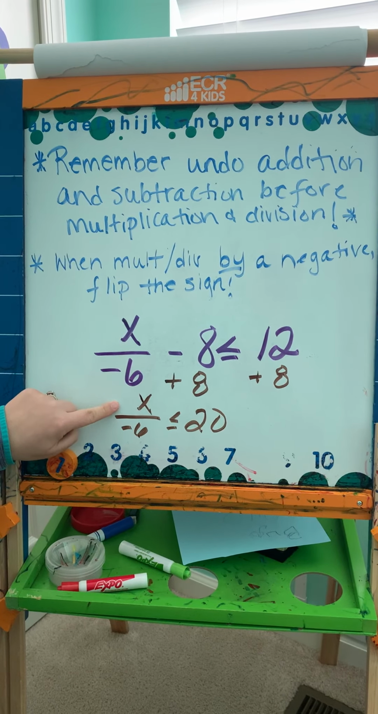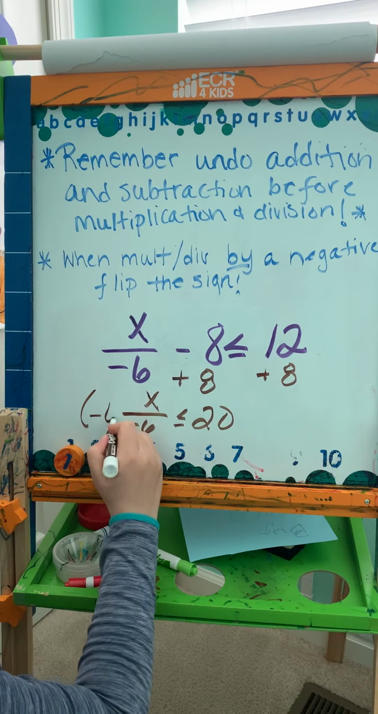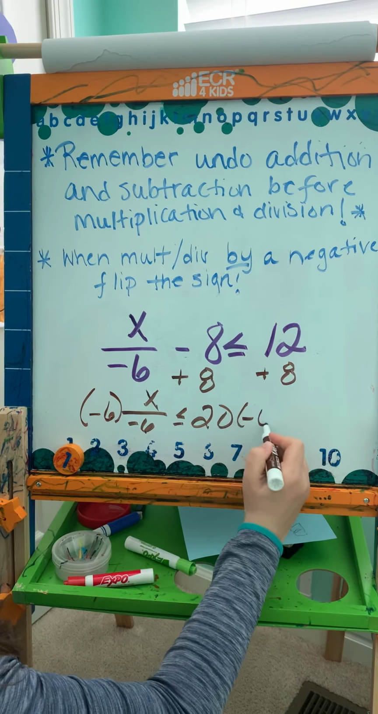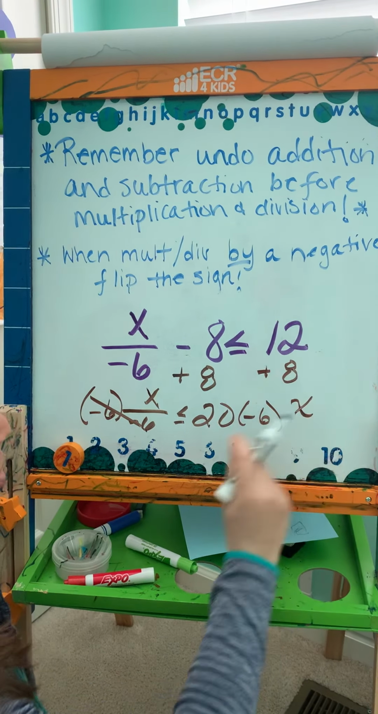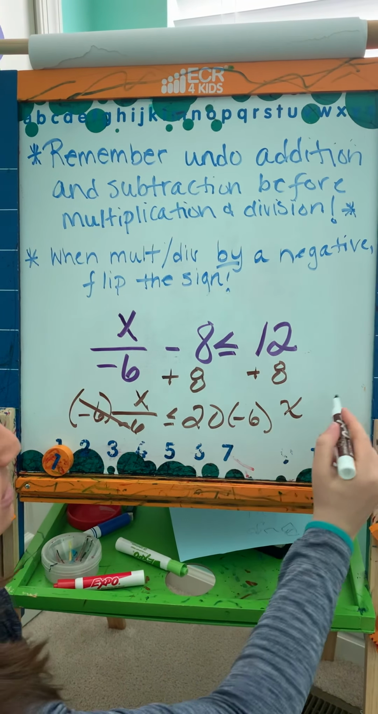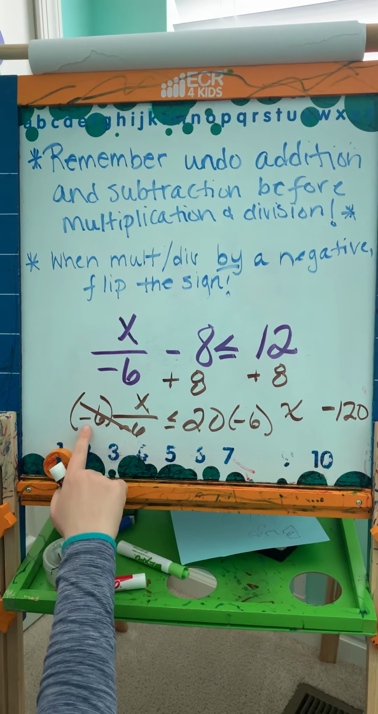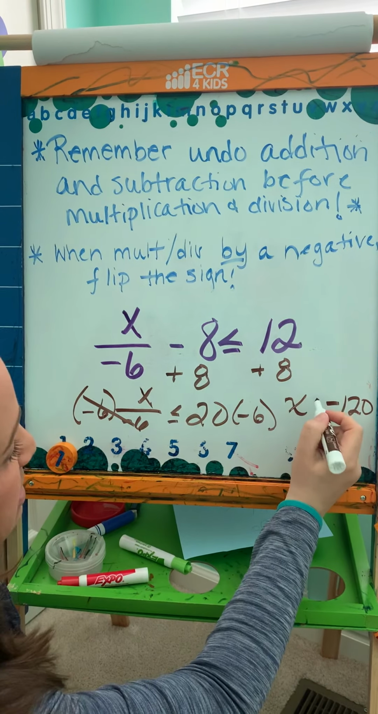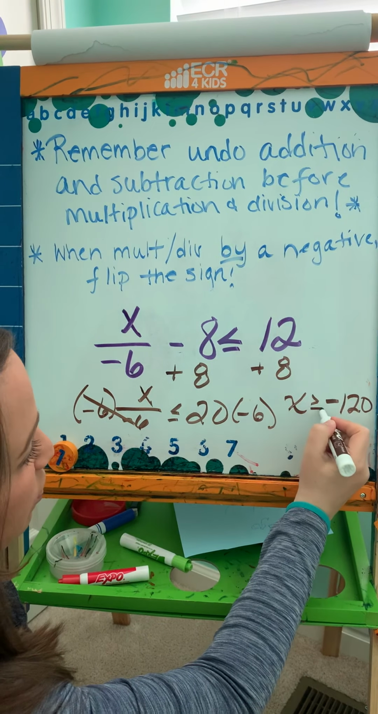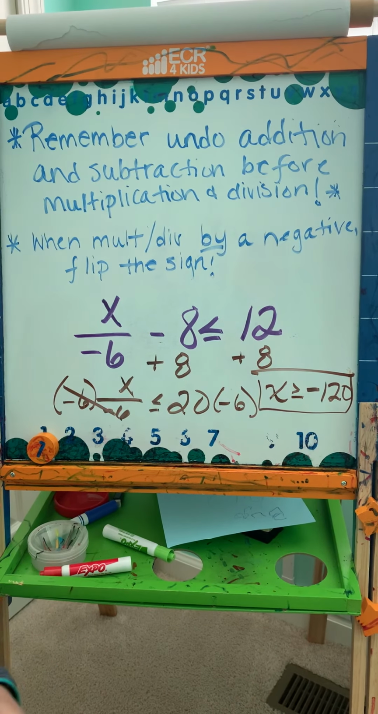Now we have to isolate x. This is division, so we're going to multiply both sides by negative 6. That's going to cancel out, leaving me with x over here. 20 times negative 6 would be negative 120. And again, because I multiplied by a negative 6, then I have to flip my sign. So this is going to become greater than or equal to. x is greater than or equal to negative 120.